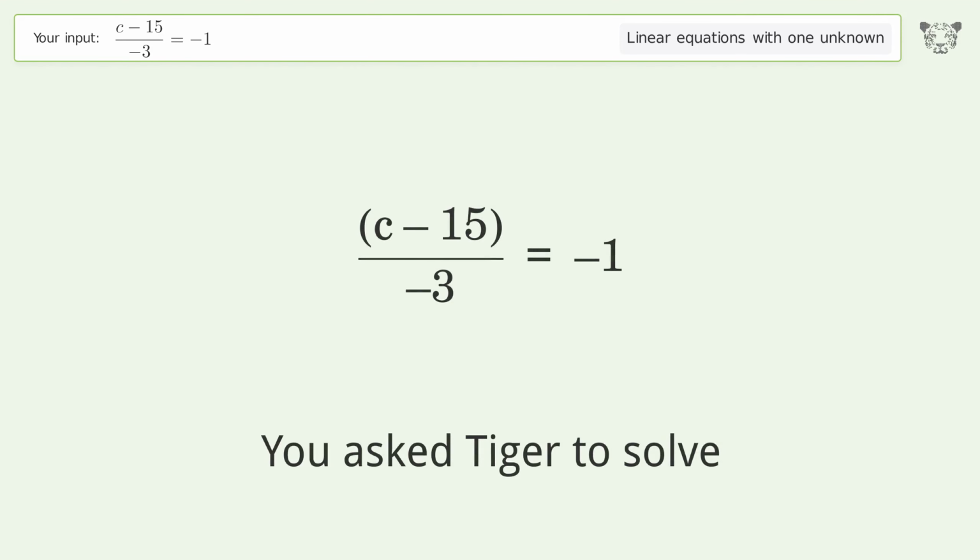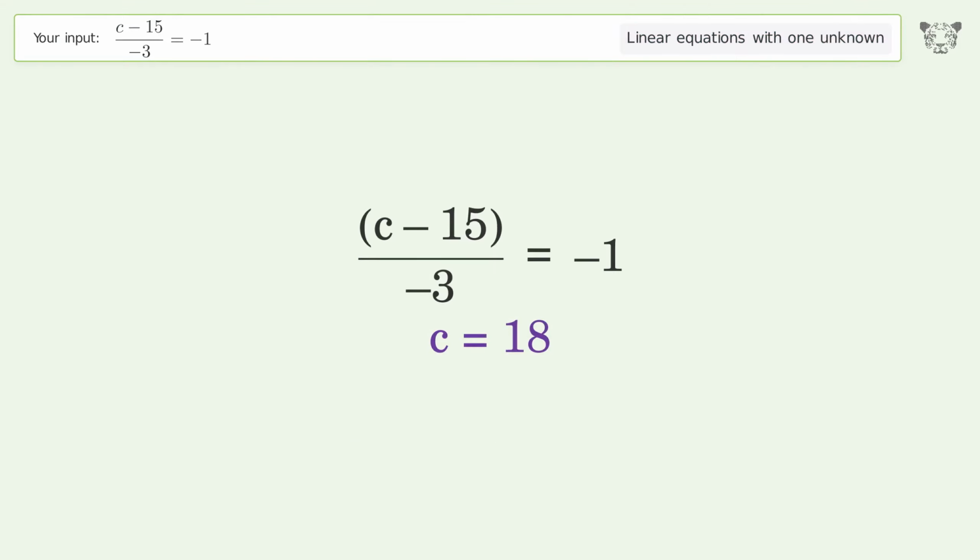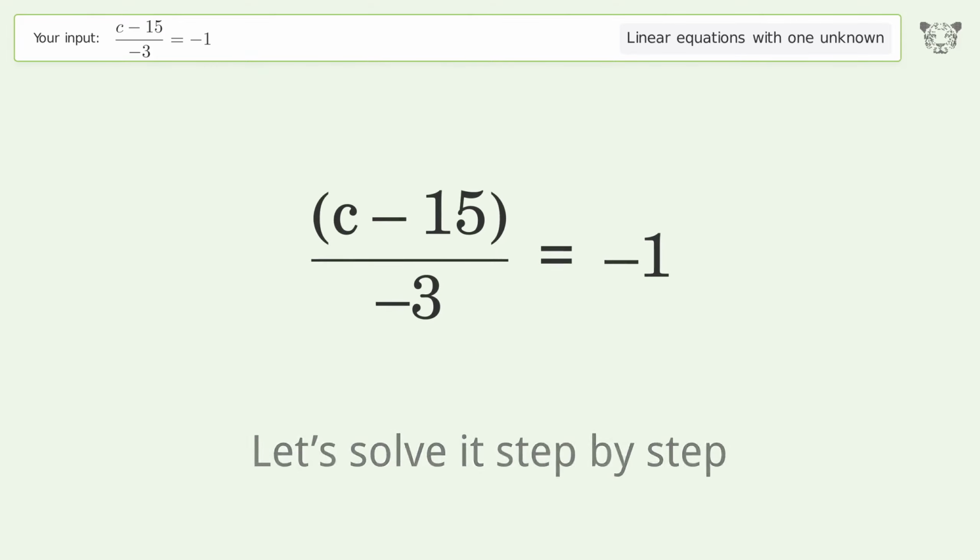You ask Tiger to solve. This deals with linear equations with one unknown. The final result is c=18. Let's solve it step by step.